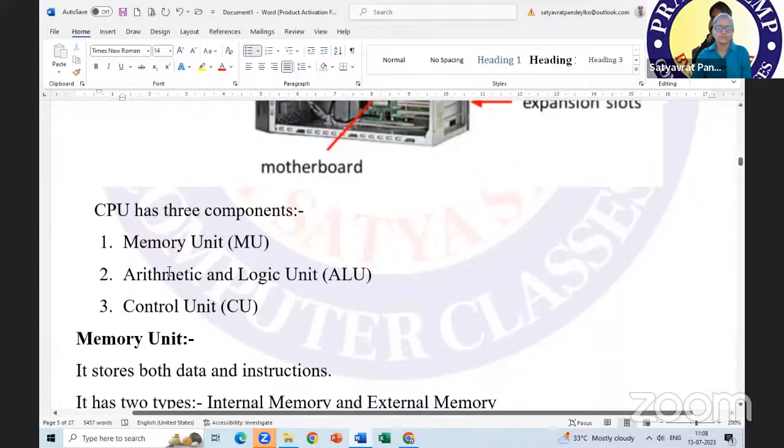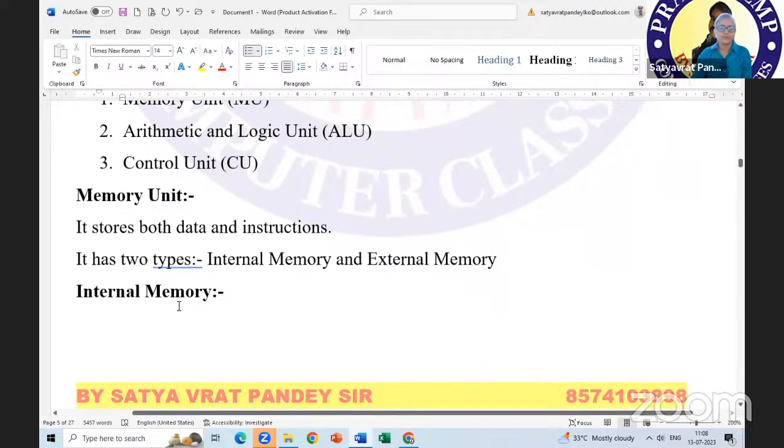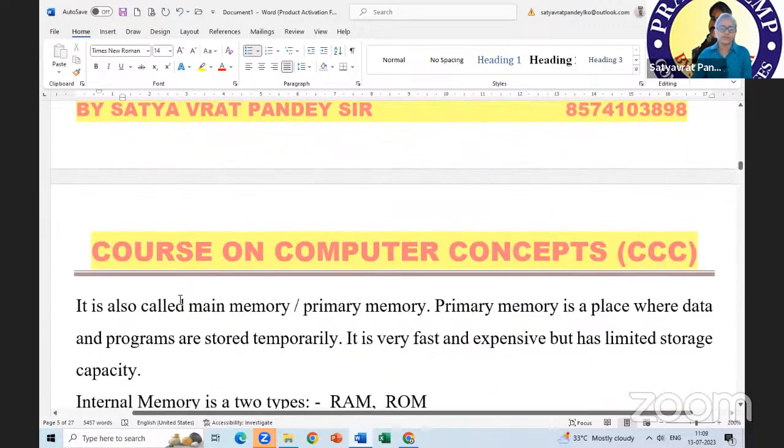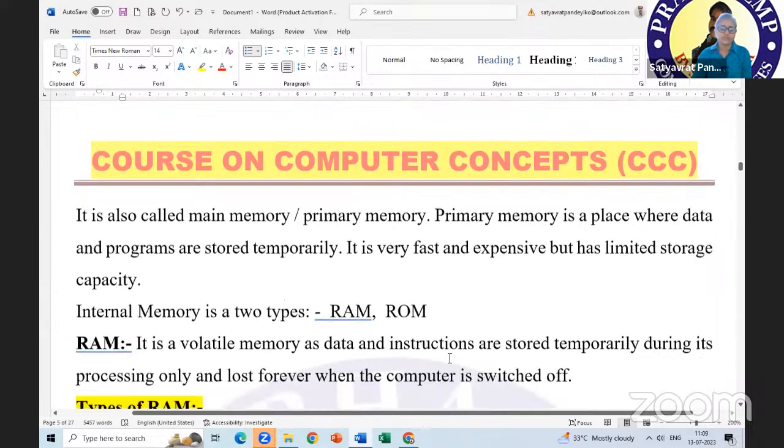CPU has three components. First is memory unit, MU, second is arithmetic and logic unit, ALU, and third is control unit, CU. Memory unit: it stores both data and instructions. It has two types, internal memory and external memory. Internal memory is also called main memory or primary memory. Primary memory is a place where data and programs are stored temporarily.